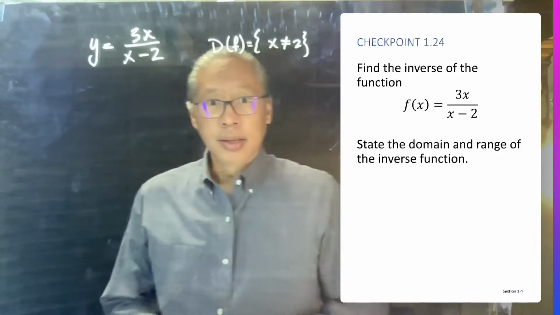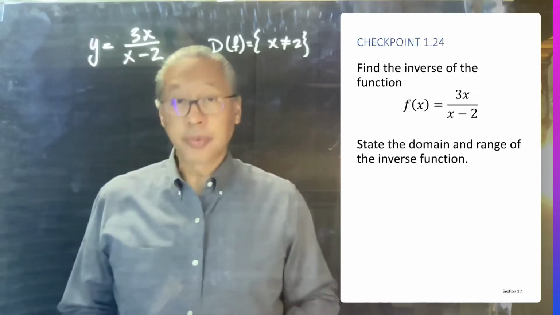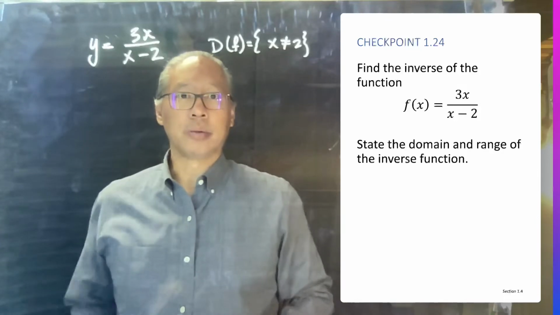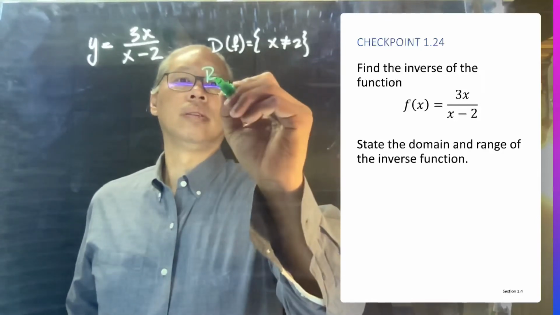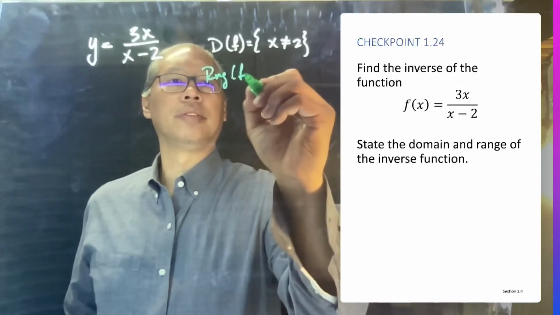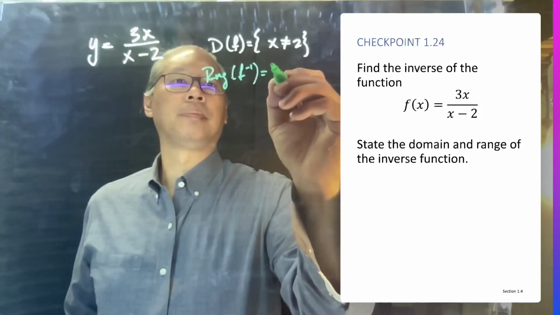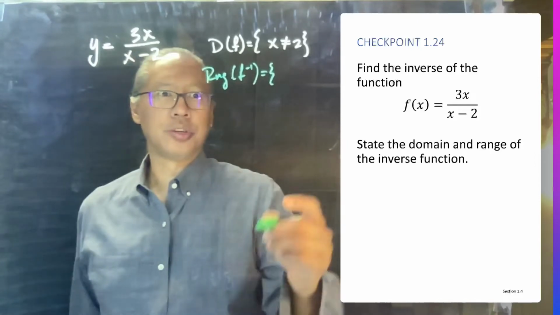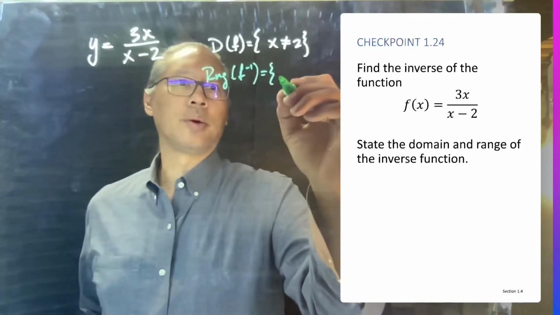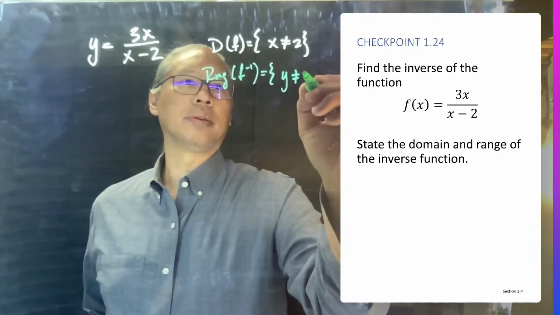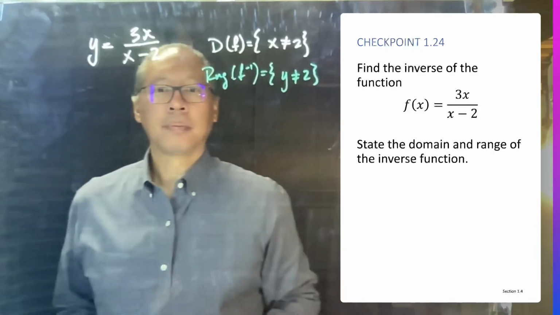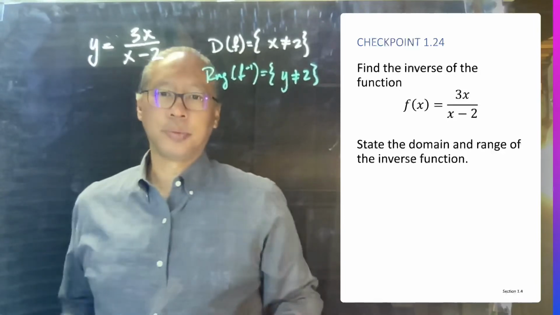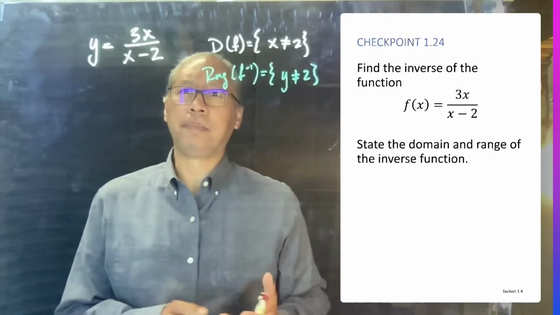Okay, so that's your domain for this, which means it's going to end up being the range of f inverse. And we need to change the domain and range with the x and the y, so we'll say y does not equal 2.